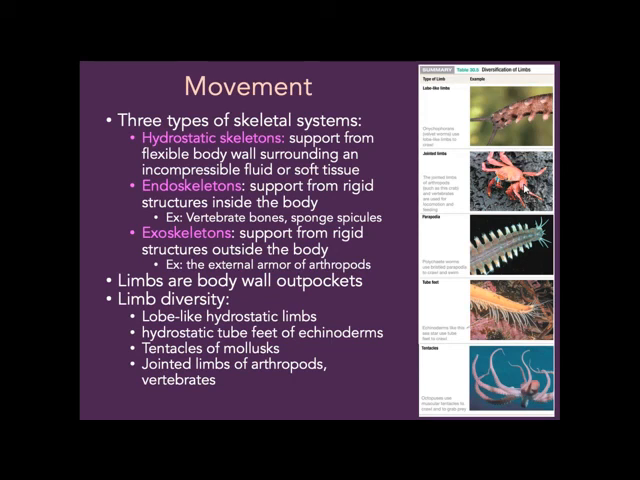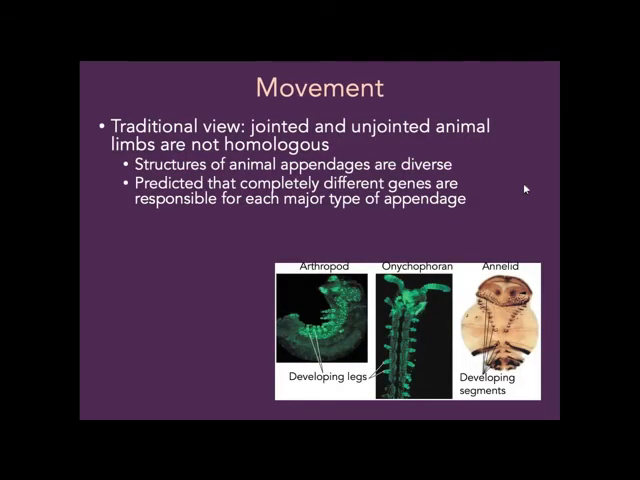All right. Traditionally, people thought that the jointed and unjointed animal limbs, so jointed meaning like an insect, and unjointed meaning something like a velvet worm, were not homologous, right? Because one of them's got an exoskeleton, the other one's squishy, right? They don't look the same at all. And so people predicted that completely different genes would be responsible for making the two different kinds of repeated limbs, right? But more recently, we have found that a gene called distal-less, I think it's DLL or DII, I can never quite figure out which, that one is part of vertebrate limb formation.